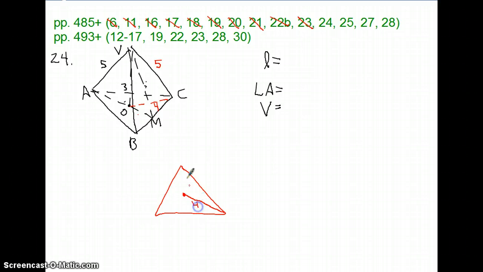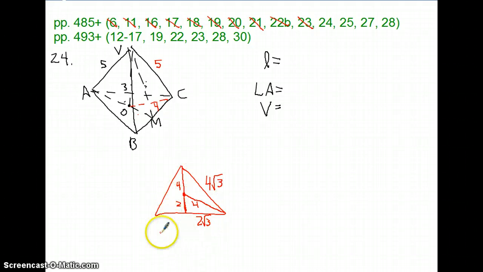If that's 4, this would have to be 4. This little thing would have to be 2 again. Remember, this has to be half of that. In this little triangle, actually, because here you go 4 and 2, there's your 30, 60, 90. This would have to be 2 square root 3, so the side of the triangle is 4 square root 3.